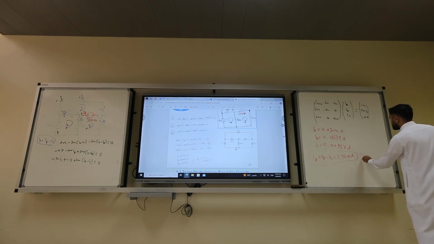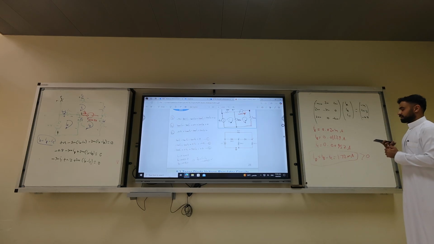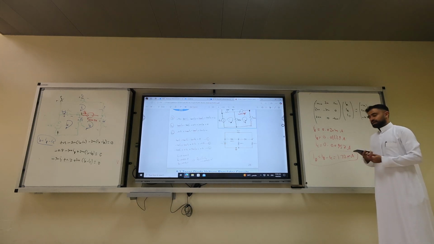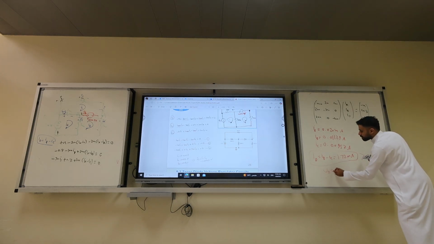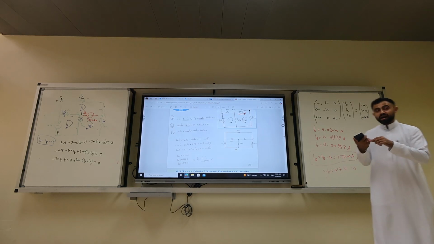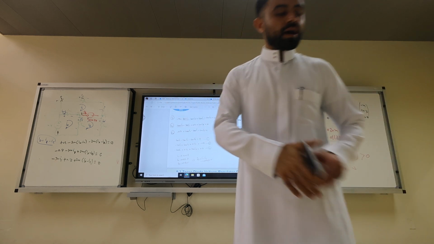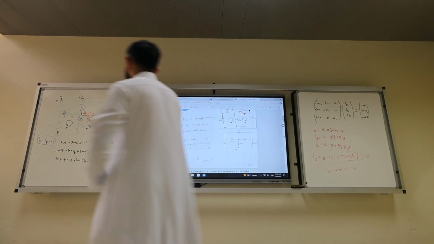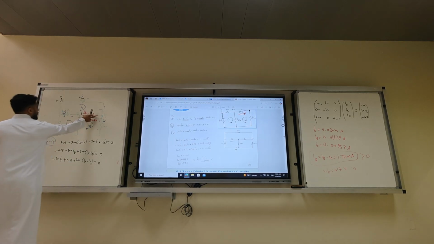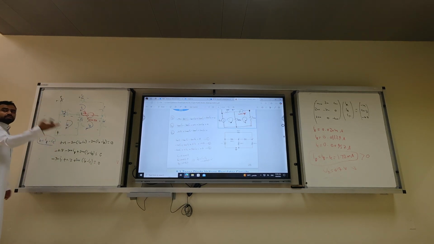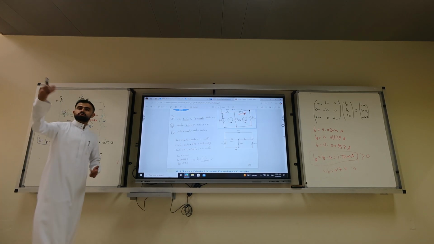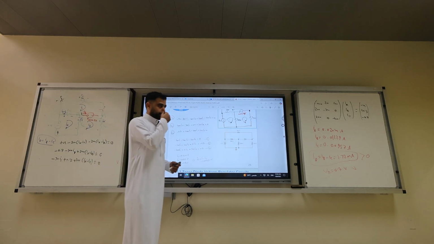Is it larger than 0? Correct. And is VD equal 0.7? Yes. Correct. So both conditions are satisfied, and the diode is on. And the smart student, from the beginning, said that because the anode is closer to the 4 volt, the diode is on, and that's how to solve this example.